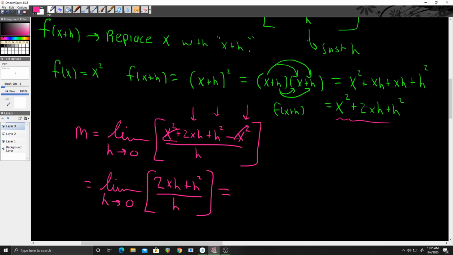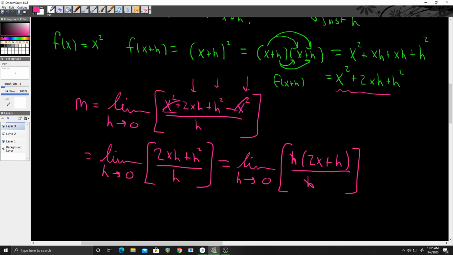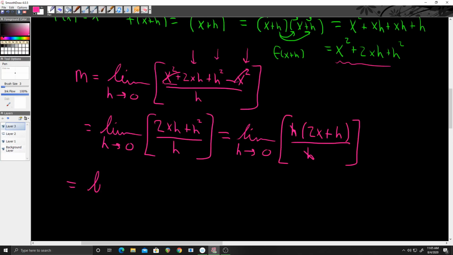And every time you do this, the terms not involving h should go away so that you can factor. So again, I'm trying to cancel the h. I'm going to factor that from the top and bottom because I'm trying to get rid of it. So if I factor h from 2xh, I just have 2x left plus h over h. And now look, h over h is 1. So we get the limit as h approaches 0 of what's remaining, and that is 2x plus h.